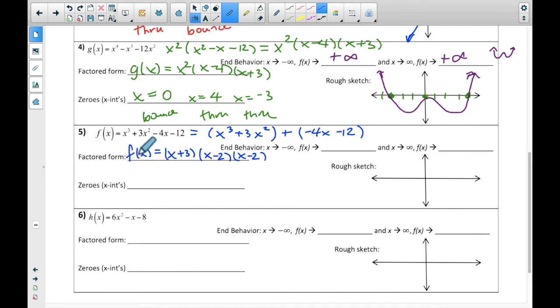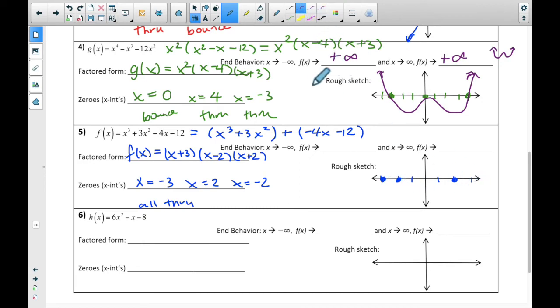Okay, so I wrote down my factored form. f of x is equal to x plus 3 times x minus 2 times x plus 2. That means that my zeros, I have 1 at negative 3, 1 at positive 2, and 1 at negative 2. I look at my exponents. They are all through because all of them just have an exponent of 1. So I'm going to put these on my x-axis. Okay, I have 1 at negative 3, 1 at negative 2, 1 at positive 2.